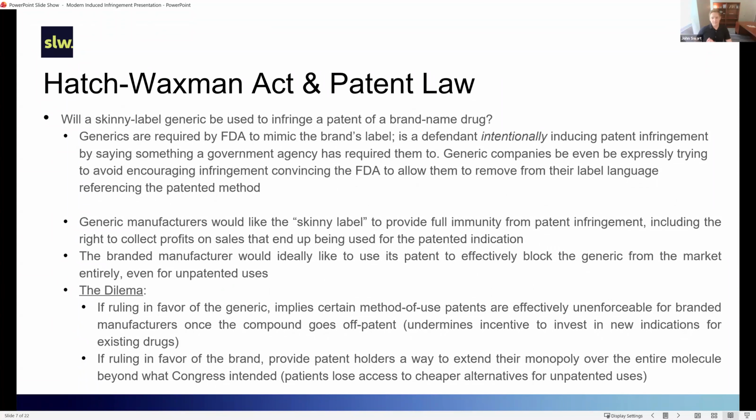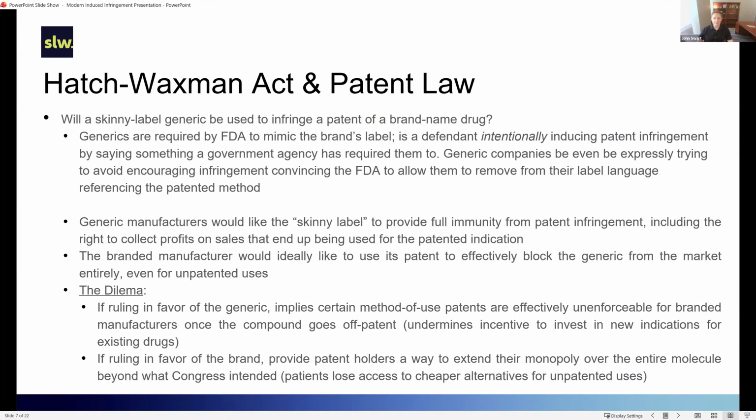So the question, to frame it up squarely, is will a skinny labeled generic be used to infringe a patent of a name brand drug? As we've said, generics are required by the FDA to mimic a brand's label. It's not even that they're being tricky. It's the only way that they can get approval in some cases.